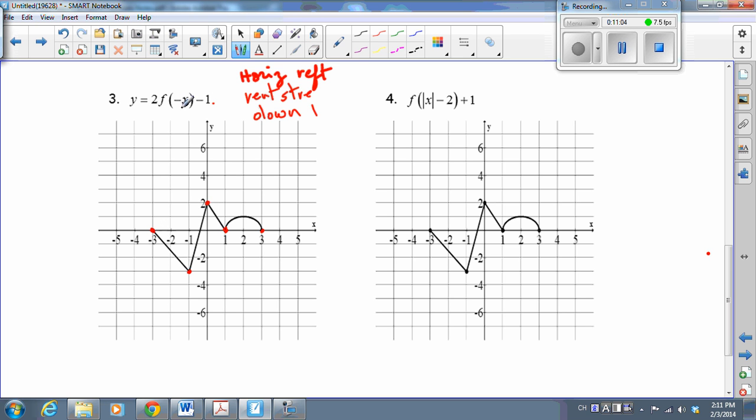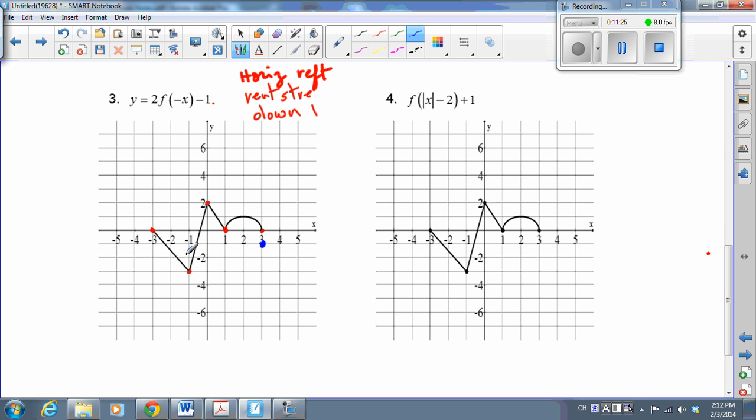The first thing I will do is, at -3, apparently f of -3 is supposed to be 0. In order for me to get -3 in here, I need to plug in 3. So if I plug in 3 here, I get 0 for this function. 2 times 0 is 0, minus 1. So at 3, I'm 1 unit down. It will give me this blue point.